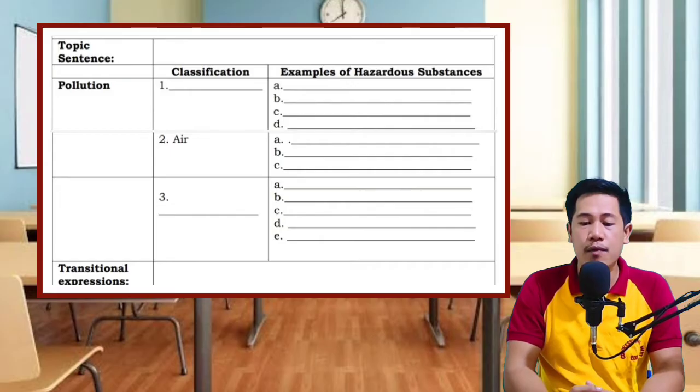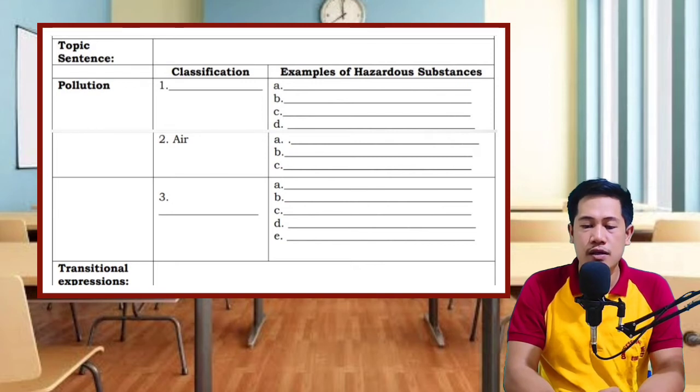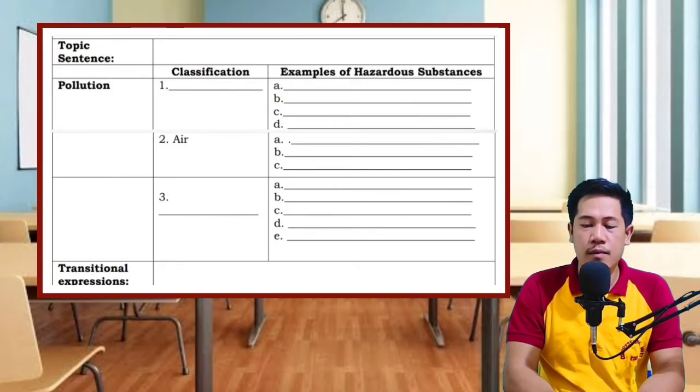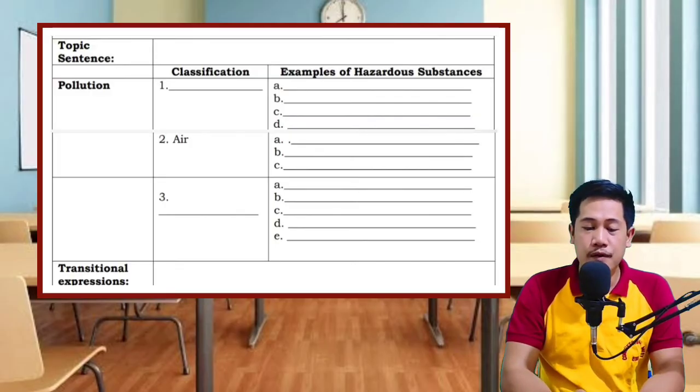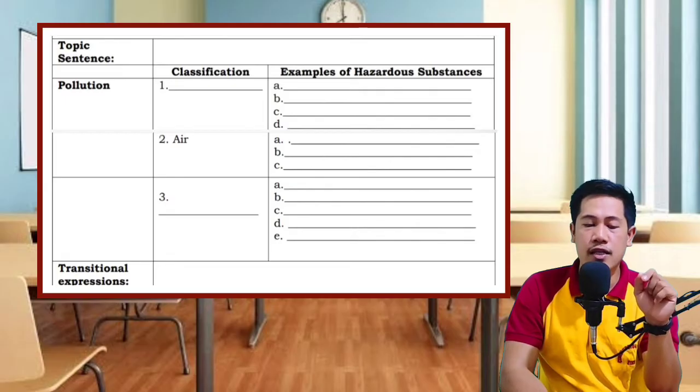Okay, dito na tayo sa example of hazardous substances. Ano ba yung mga nabanggit dyan ng mga hazardous substances? Marami, di ba? Pag sinabing hazardous, delikado, nakamamatay na mga substances. Okay, classification, pag-uuri. Balik tayo rito sa classification, yung pag-uuri. Pagka-classify natin, ano daw yon? So topic sentence, ano yung topic sentence natin? Pollution.